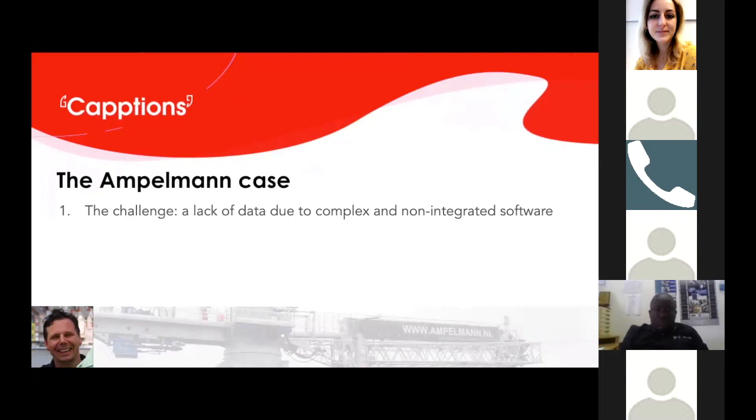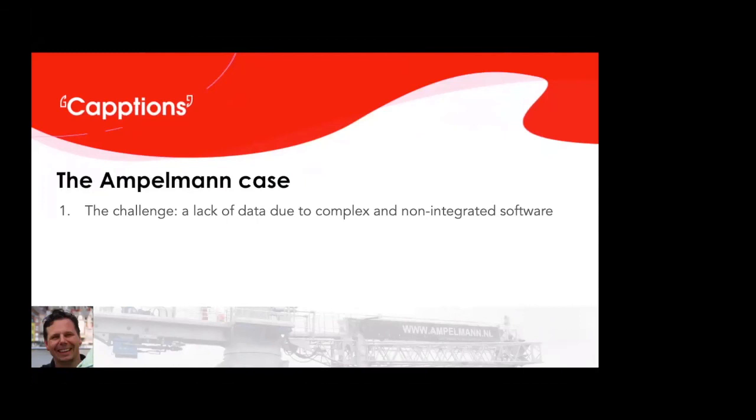Ampelmann was already using software, but the system was very rigid and overly complex. So Ampelmann was left with a lack of data, and whenever they wanted to make changes to the software, the workflow, or the structure, it was high cost, high effort, and it cost a lot of money, basically. So they decided to make a change. Their goal was to gain more insight into their daily operations to be able to continuously improve. So they decided that they wanted to look for a more flexible software system and one that was more adaptable to their process.